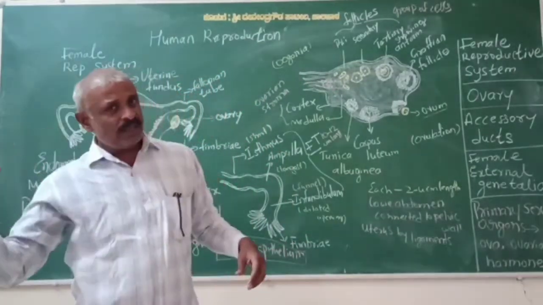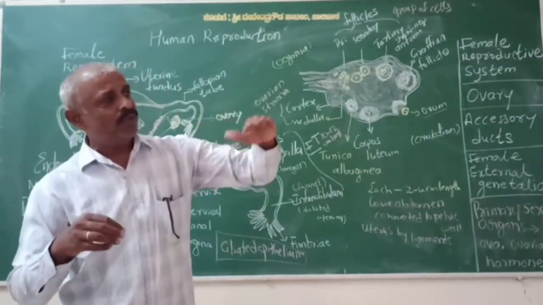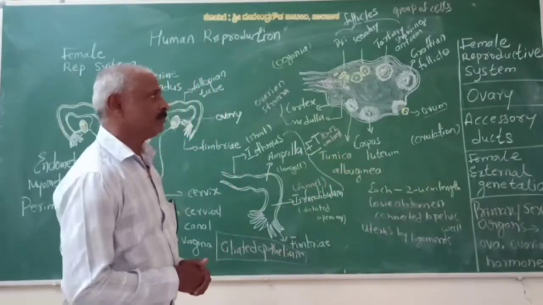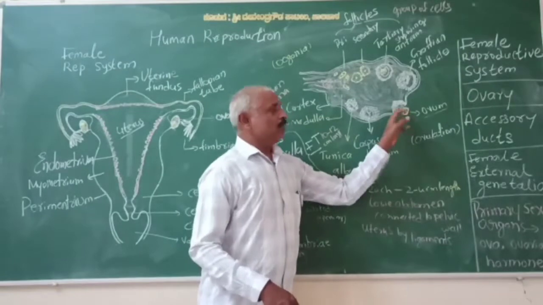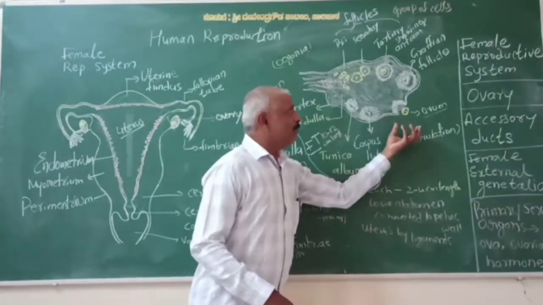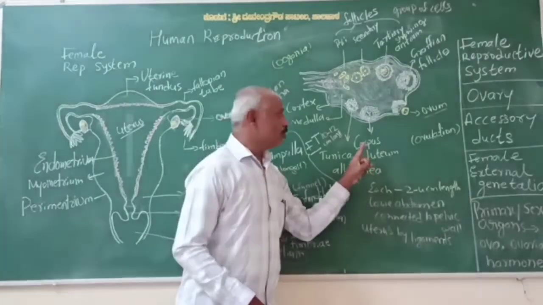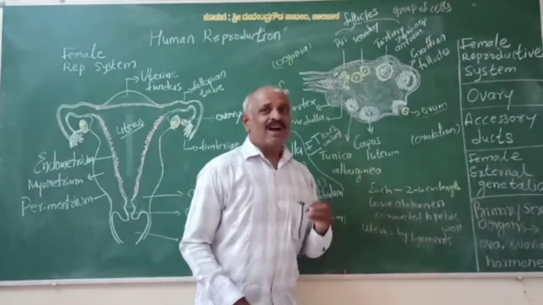After the egg is released, it is caught by the fimbriae and starts moving through the fallopian tube. You now observe that after releasing the egg, the remaining part is called the corpus luteum. Most important, corpus luteum. It is going to be secreting hormones.